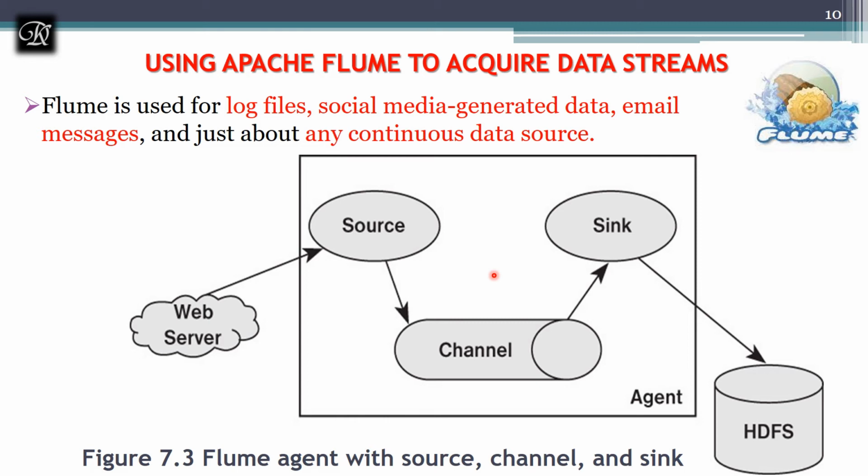Now what happens when we are reading the data from the log files? We need a Flume agent. A Flume agent contains three things: source, sink, and channel. The source component receives the data from the web servers. Web servers can be anything which I have mentioned over here. It might be log files, social media generators, or email messages, or anything which is generating stream data. From that, the source is going to capture the data and put it onto the channel.